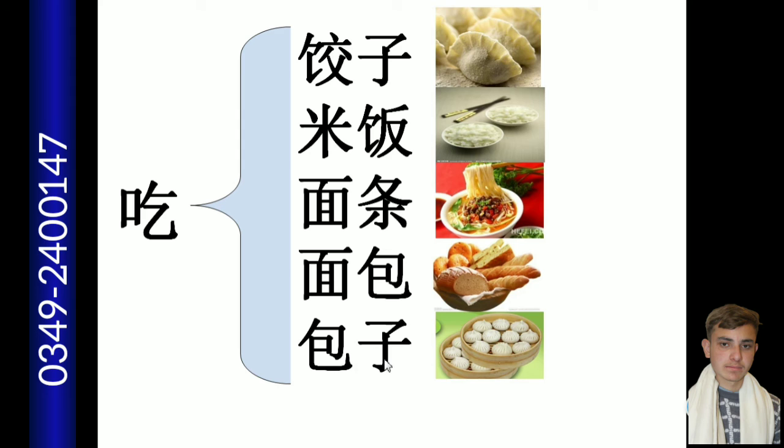You can find that in these words we learned, some words share the same characters. For example, 饺子, 包子, they have the same character 子, right? 面条, 面包, same character 面. 面 means flour. And 面包, 包子, here also the same character 包, right? So it's very easy to understand. These are the names of this food.